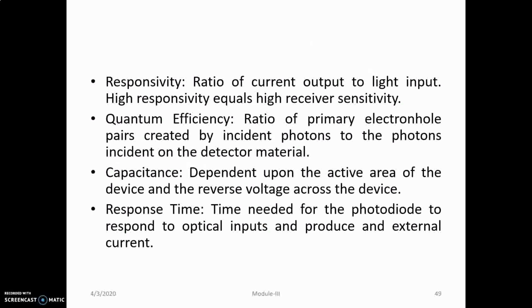There are a few terminologies we can mention: responsivity, quantum efficiency, capacitance, and response time. Responsivity is the ratio of current output to the light input. High responsivity equals high receiver sensitivity. Another term is quantum efficiency, the ratio of the primary electron-hole pairs created by the incident photons to the photons incident on the detector material. Capacitance, we know, depends upon the active area of the device, where there is a voltage across the device. The response time is the time needed for the photodiode to respond to the optical input and produce an external current.